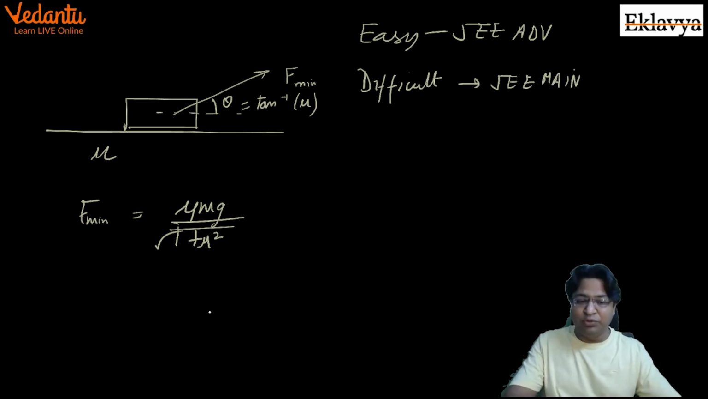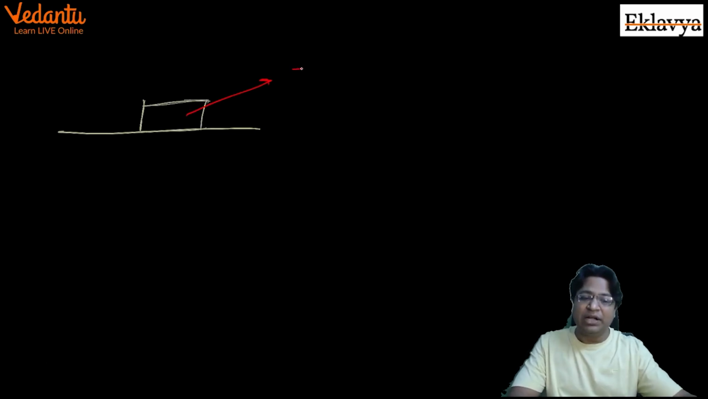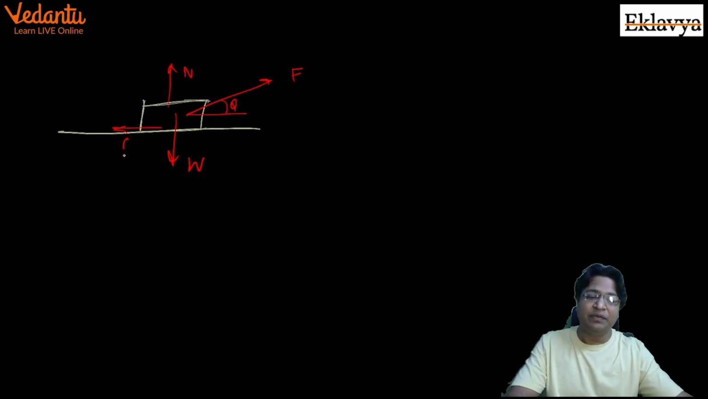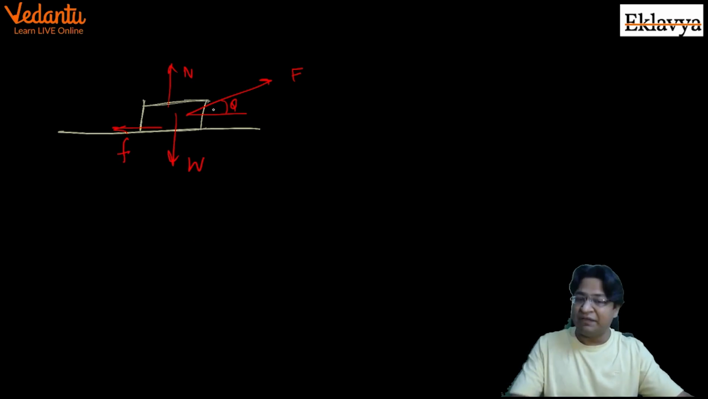Now what are you supposed to do if you are not aware of the result? You will say, okay, let me apply force at any general angle, let's say theta, and then you will think about the other forces acting on the block: the weight of the block, the normal reaction, and the friction force. Then you notice that apart from this F, all the forces are vertical or horizontal. So you can break this force into a horizontal component, F cos theta, and a vertical component, F sin theta.